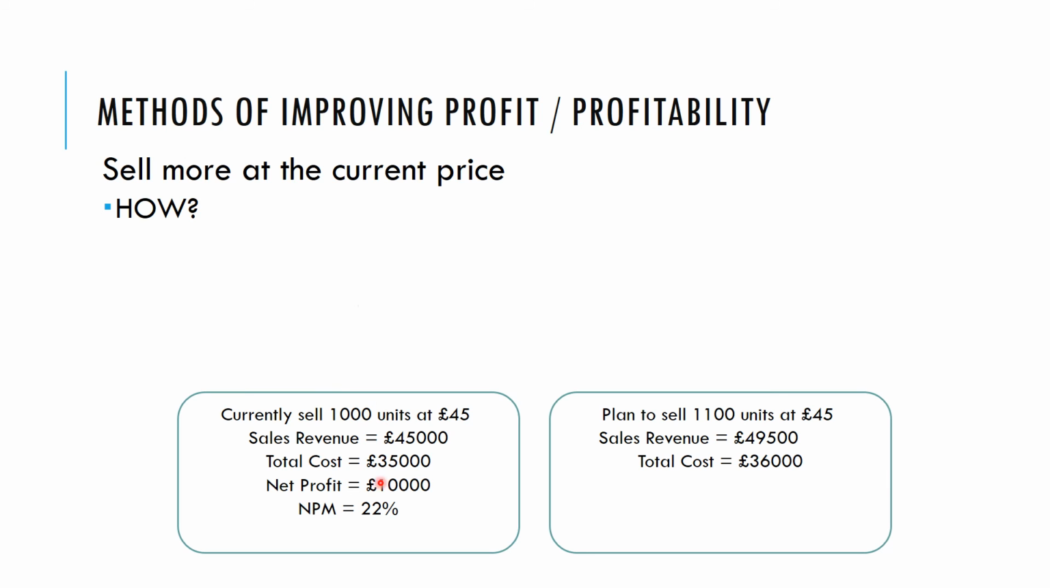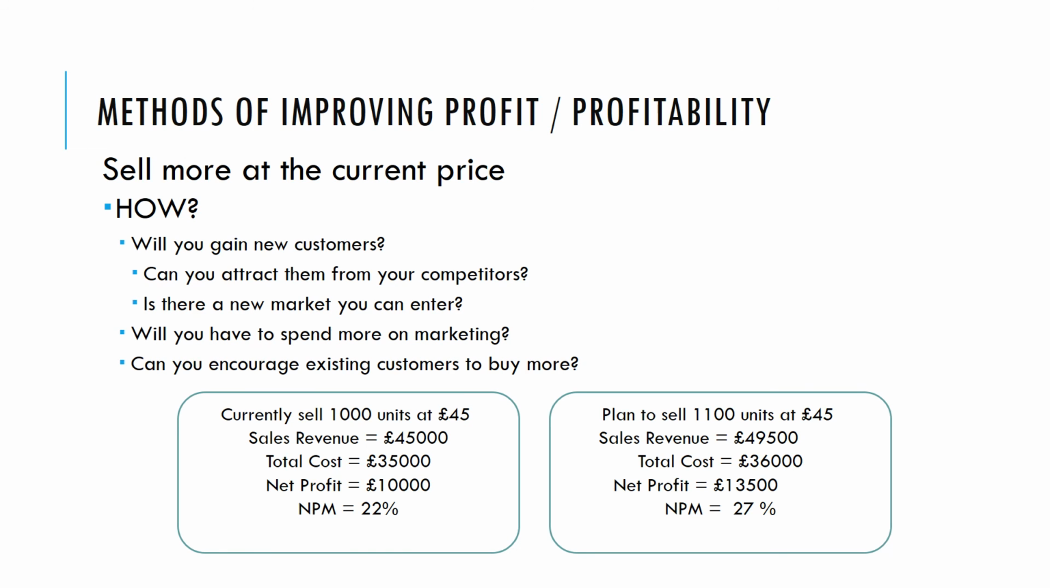So for example, again down here we have our net profit margin 22%. If they try to sell more than 1,000, perhaps they sold 1,100, what impact would that have on net profit margin? Again, it would increase their net profit margin, increase their profitability, here to 27%. However, how are you going to do this? How are they going to gain new customers?